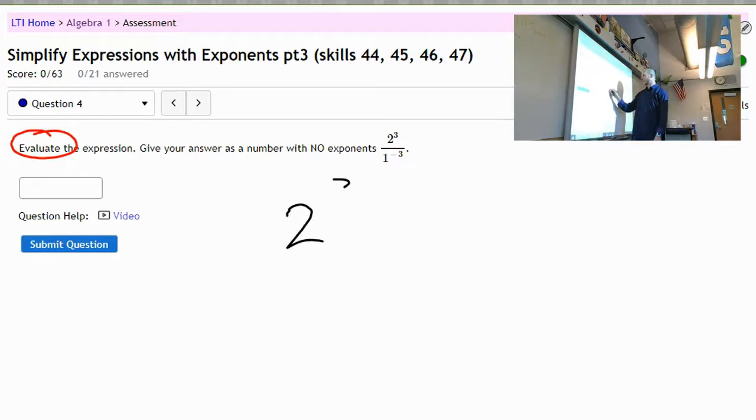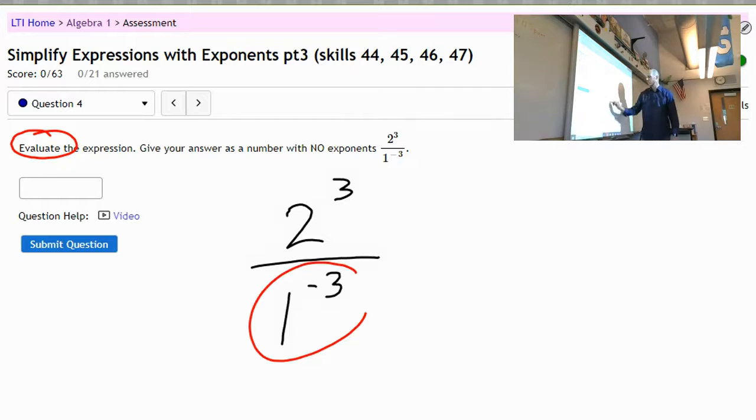So I got 2 to the power of 3, and I got 1 to the power of negative 3. All right, well, let's take this negative exponent first. Anything with a negative exponent written is part of a fraction, whether it's written as a fraction or not. This one's written as a fraction. The negative exponent's in the denominator. Negative exponent means move it to the other part of the fraction. So this 2 to the power of 3 I'm going to leave alone. The 1 is going to move up to the top of the fraction and have a positive exponent now.